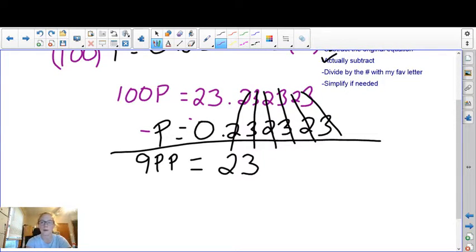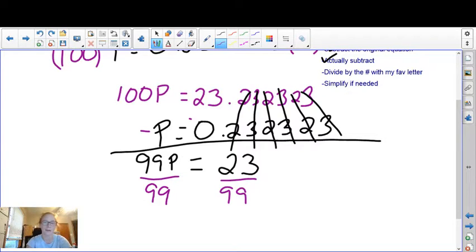Next, I'm going to divide by the number with my favorite letter. I wrote P twice there. Oops. My apologies. Sometimes I have errors too. 99 P's. So I'm going to divide both sides by 99.